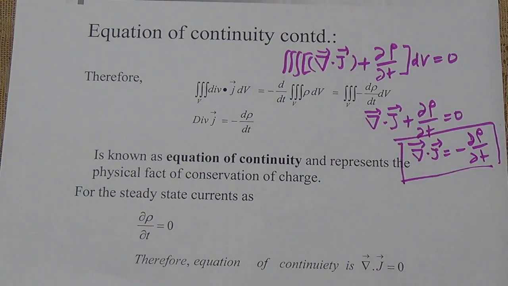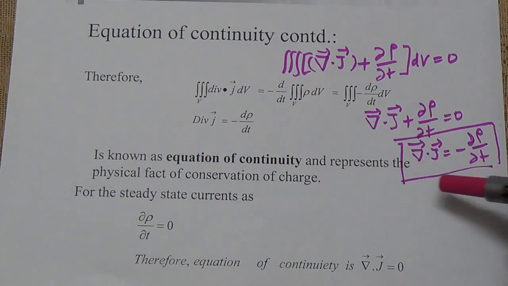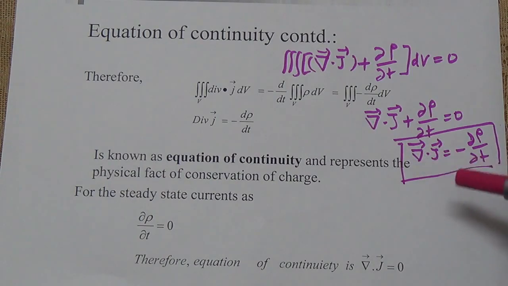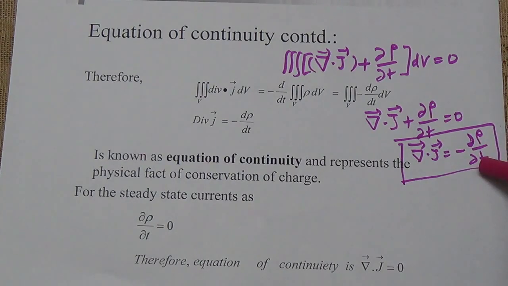The first statement was that the total current, the divergence of J indicating the total current density, basically the current which flows out from the outer surface, is equal to the rate of decrease of the volume charge density. Why decreasing? Because this negative sign indicates that d rho upon dt is the rate of change of the charge density, which is basically current.